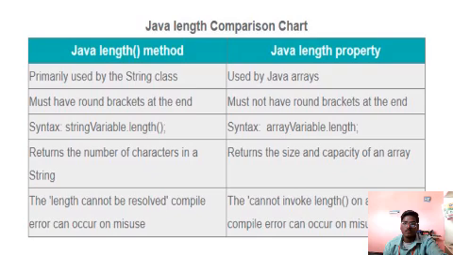The Java length property is used by Java arrays and must not have round brackets at the end. Syntax: array variable dot length, which returns the size or capacity of an array. It cannot be invoked as a method, since length is an attribute, and a compile error can occur on misuse.